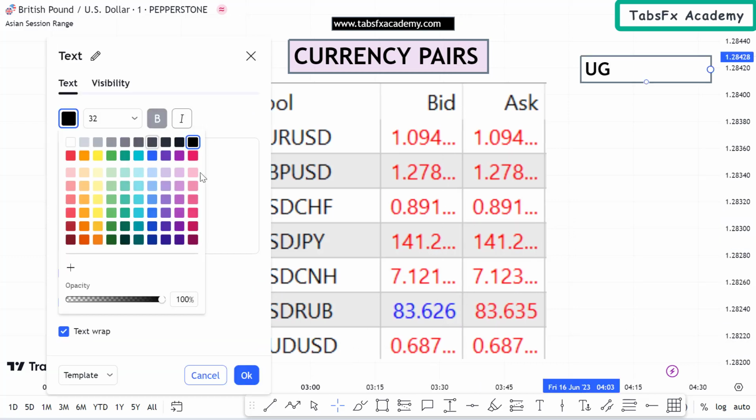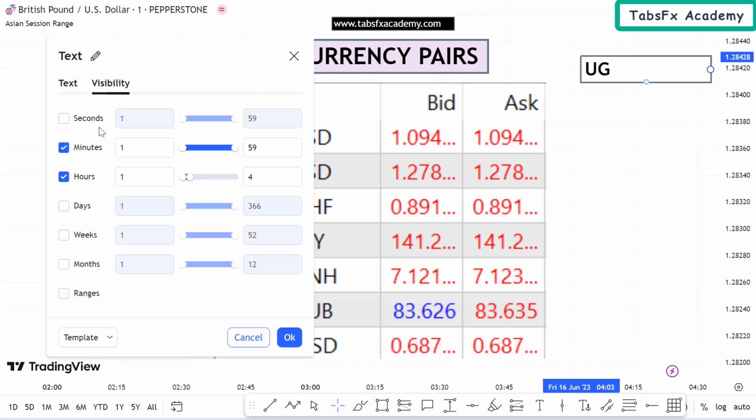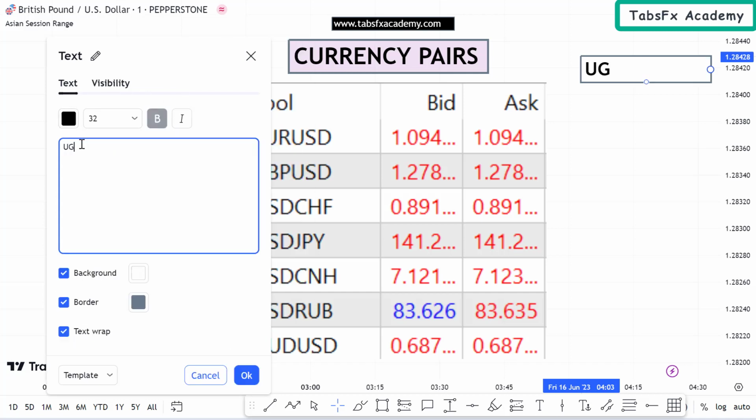For example, if I'm writing for Uganda, I'll simply write UG. The first 2 letters represent the country, and then the third letter represents the name of the currency for that country. So for Uganda, I'll simply put X, UGX, Ugandan shillings. For the USA, I'll put US for United States, and the name of the currency for the United States is the dollar.